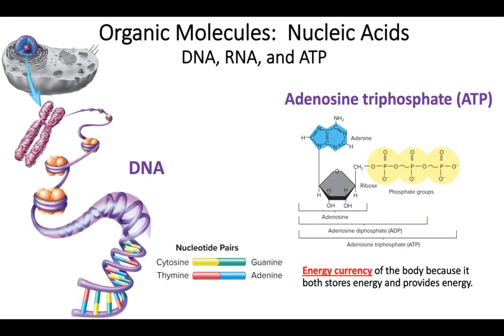Okay, last category are the nucleic acids. They also have building blocks. The building blocks are known as nucleotides. So there's that word, nucleotide. And there's 4 nucleotides in DNA. They're called cytosine, guanine, thymine, and adenine.